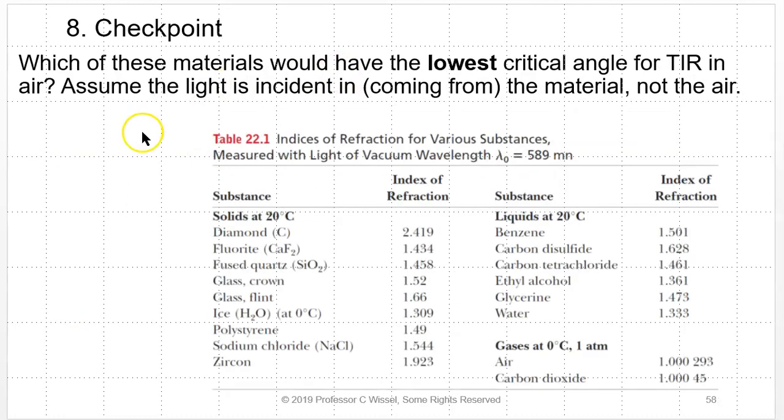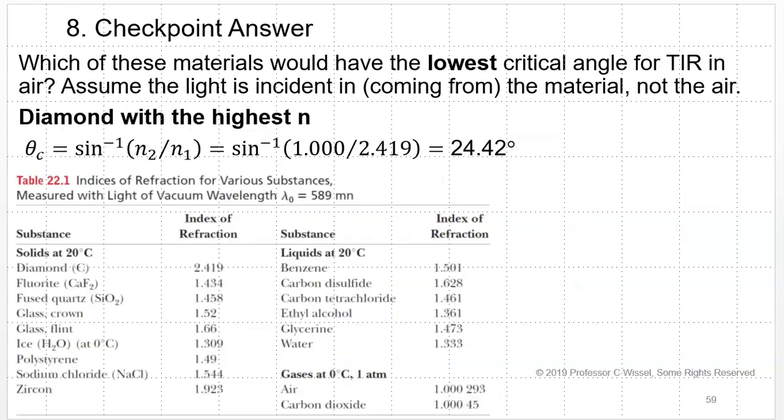It's undefined. Which of these materials would have the lowest critical angle for TIR in air? Assume the light is incident coming in from the material, not the air, because obviously it's not going to work for air unless you're using a vacuum, the only common thing around that has a lower index of refraction than air. Okay, you want the highest n, because notice, the material that you're talking about is going to be on the bottom here, and you're going to take the inverse sine of this. So you want this to be as large as possible, because that would make this small, and if you take the inverse sine of something small, it's going to be small. And it turns out 24.42 degrees, this is what gives diamond its sparkle.